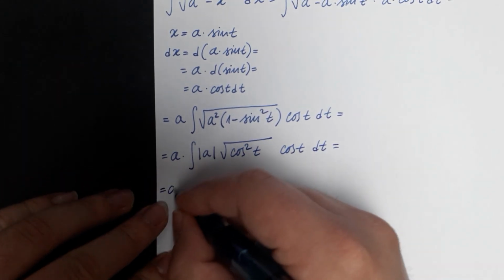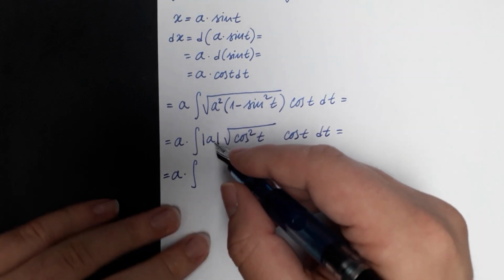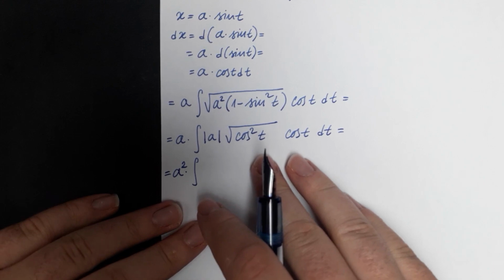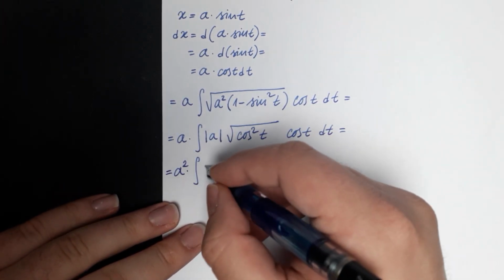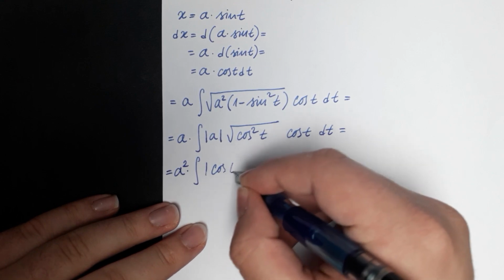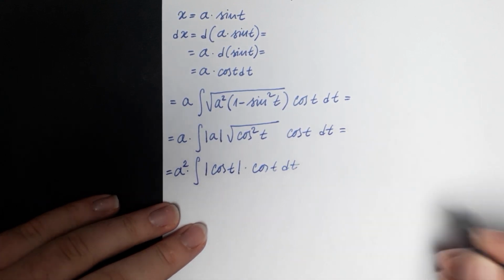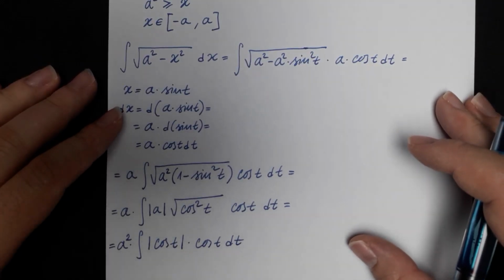This is then equal to a times an integral. Absolute value of a is only a because a is a positive number. Square root of cosine squared of t is an absolute value of cosine t times cosine t times dt. Now the question is, what is an absolute value of cosine of t?